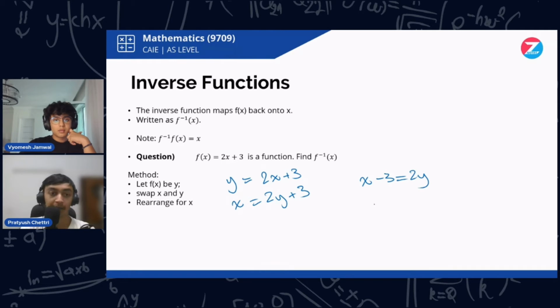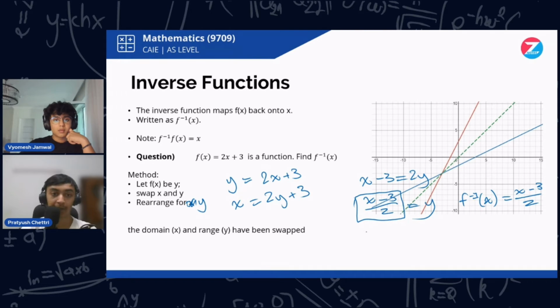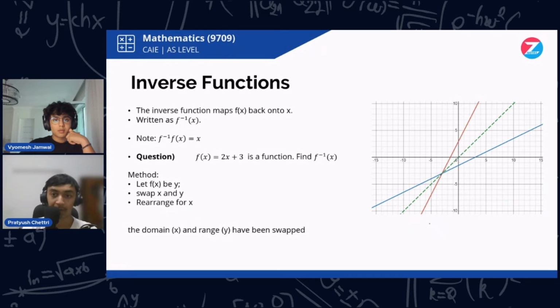So, why does it rearrange for x? Let's make that rearrange for y, my bad. Rearrange for y, and you write x minus 3, divide both sides by 2, over 2 equals y. And this, ladies and gentlemen, is your inverse function. So f minus 1 of x is x minus 3 over 2. That's all. And I'll clear that just for now.